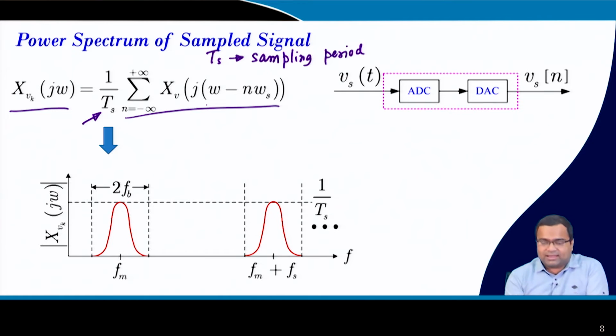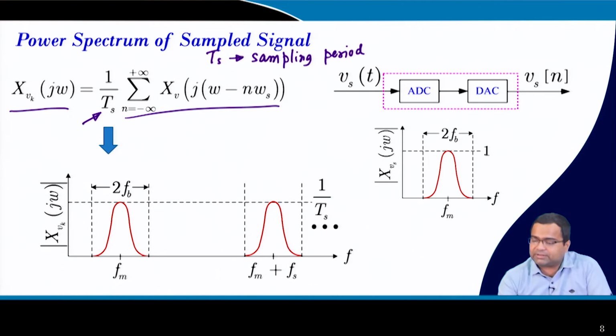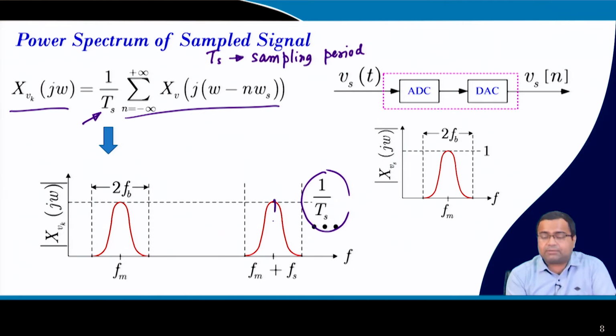It will look like the band limited signal that we have considered, which is the continuous time signal or the analog signal, that is scaled by 1 by Ts. Earlier, for the actual band limited signal it was 1, but now it is scaled by 1 by Ts, and it will create multiple lobes.